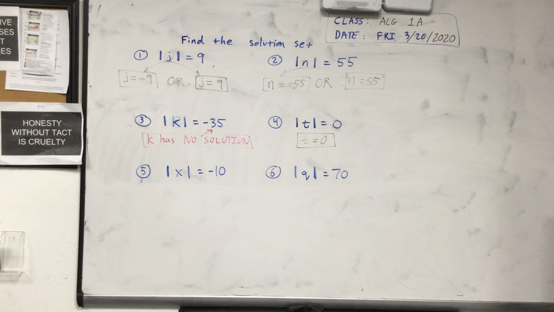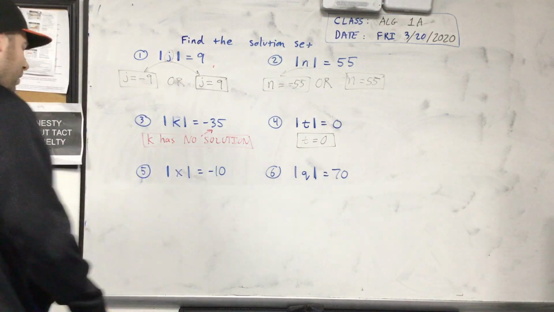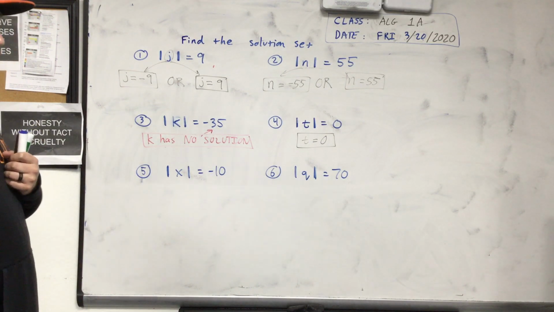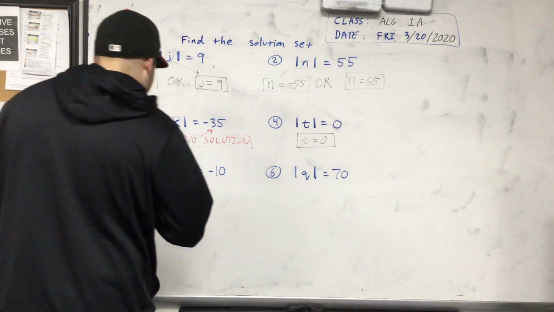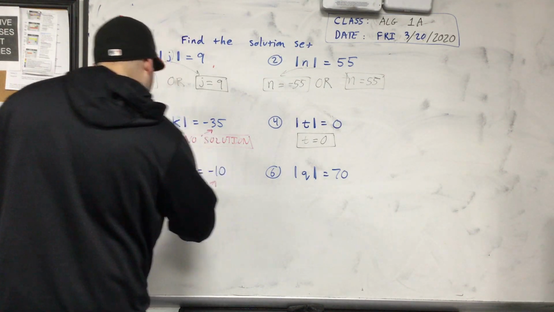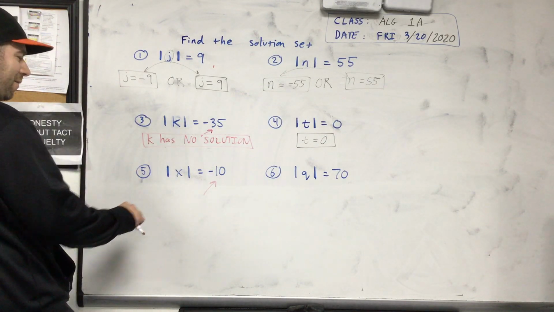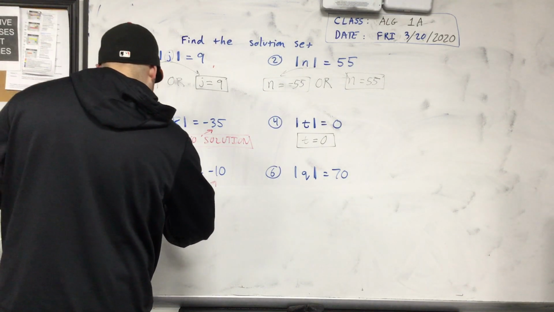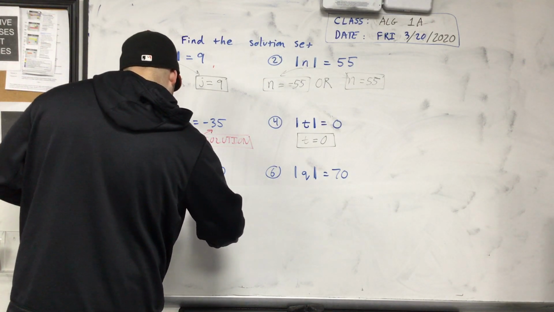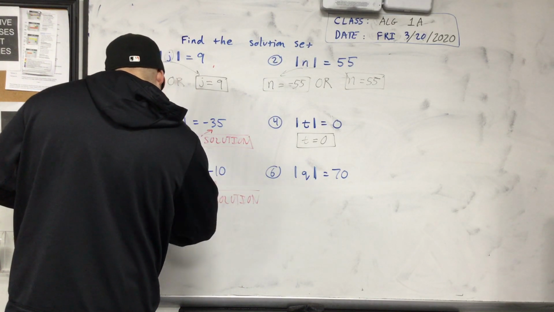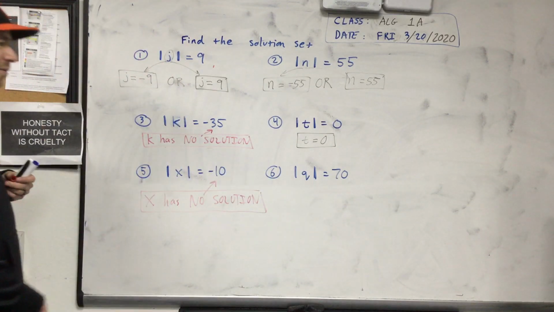Number 5, the absolute value of x is negative 10. Are the bars isolated? Yep. Is the output positive or negative? It's negative. Well, nothing I plug in there, not 10, not negative 10, because they're just going to spit out positive 10 if I plug them into the absolute value bars. X has no solution. When the bars equal a negative output, that problem is impossible to solve.